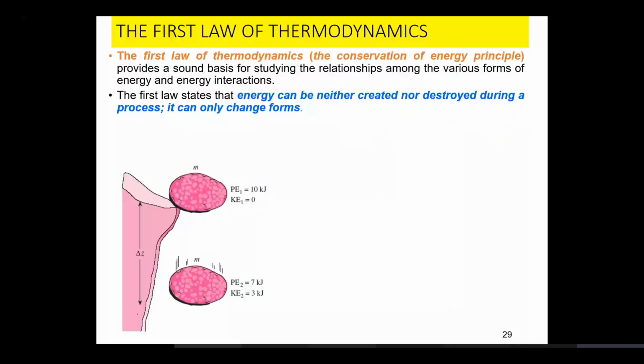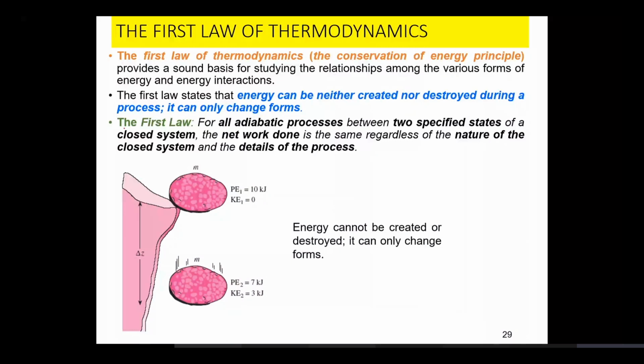We'll have the statement in front of us, which is again about the first law, and it says for all adiabatic processes, that means those processes in which Q is zero, there is no heat transfer taking place. Then it says for all adiabatic processes between two specified states. That means I'm talking about state 1 and state 2 of a closed system.